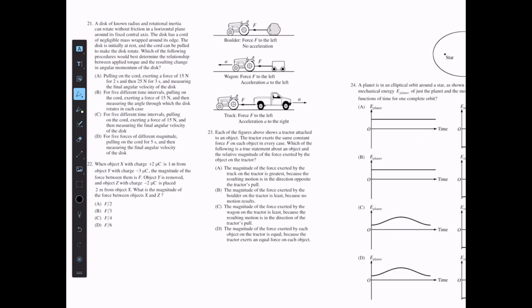A disk of known radius and rotational inertia can rotate without friction in a horizontal plane around its fixed central axis. The disk has a cord of negligible mass wrapped around its edge. The disk is initially at rest and the cord can be pulled to make the disk rotate. Which of the following procedures would best determine the relationship between applied torque and change in angular momentum? So we want to know the relationship between torque and change in angular momentum.